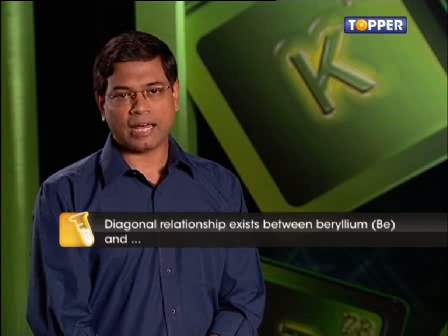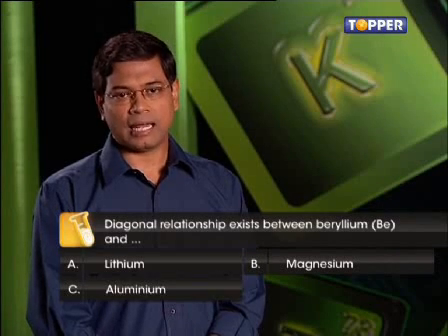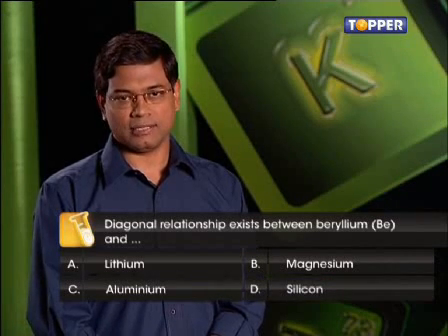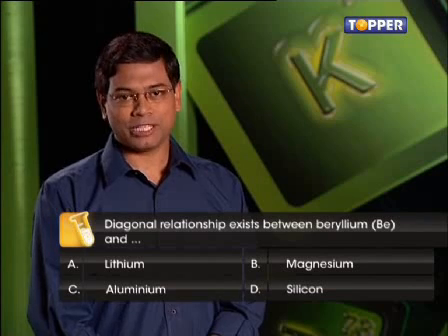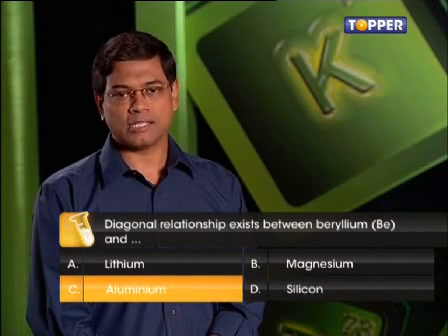Let us quickly volley in the third question. Beryllium shares a diagonal relationship with A. Lithium, B. Magnesium, C. Aluminium, D. Silicon. Beryllium shares a diagonal relationship with aluminium. So, the answer is C.